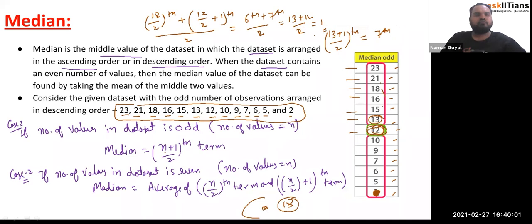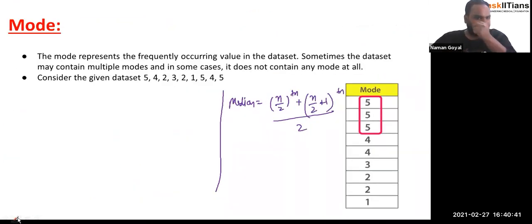Are you getting my point? So there are two important points we have to remember. If the number of terms in a particular data set is even, then we have to take the mean of two terms, which are the n by 2th term and the n by 2 plus 1th term. And if the number of terms is odd, then the median is the n plus 1 by 2th term. Very simple. If the number of terms is even, then we have to take the average of the two middle terms.